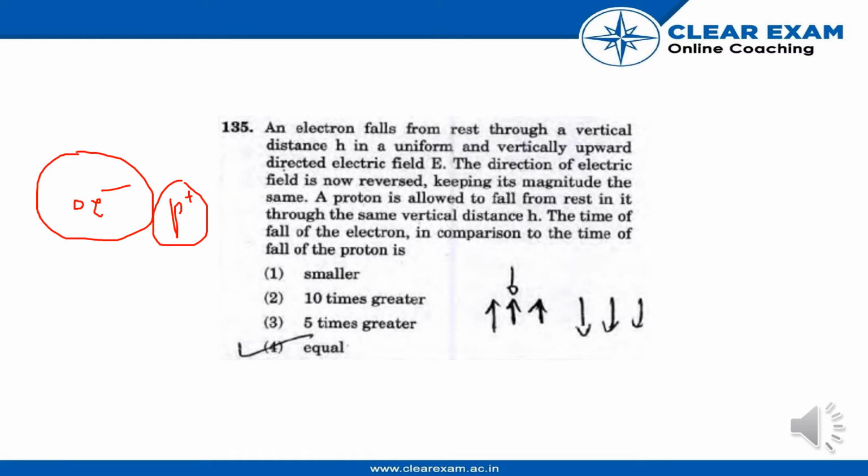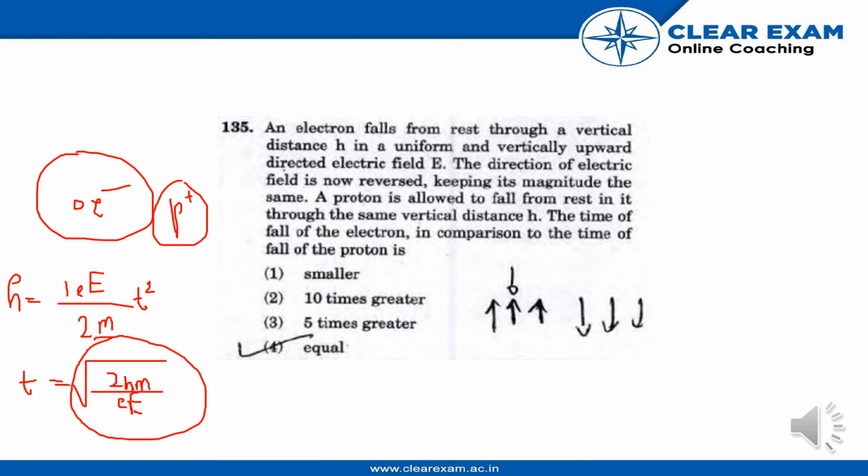So there is a simple formula for this, that is h equals 1 over 2 times (eE/m) times t squared, where E is the electric field, h is the distance in meters, and t is time. And from this we can say that t equals the square root of 2hm upon eE, where E is the electric field.